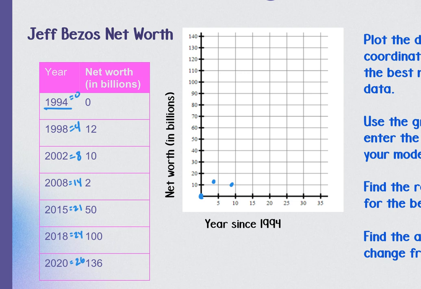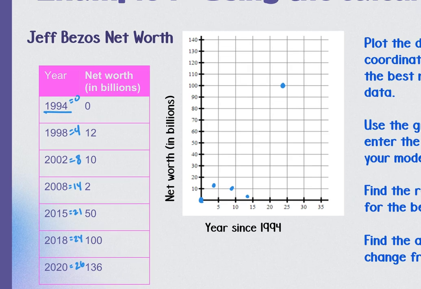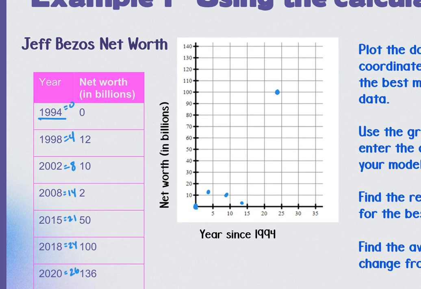2008 was a rough year. He only had $2 billion. 2018, he had a great year. 24 years in, he's all the way up at 100. And in 2020, $136 billion. So 26 years in, 136.